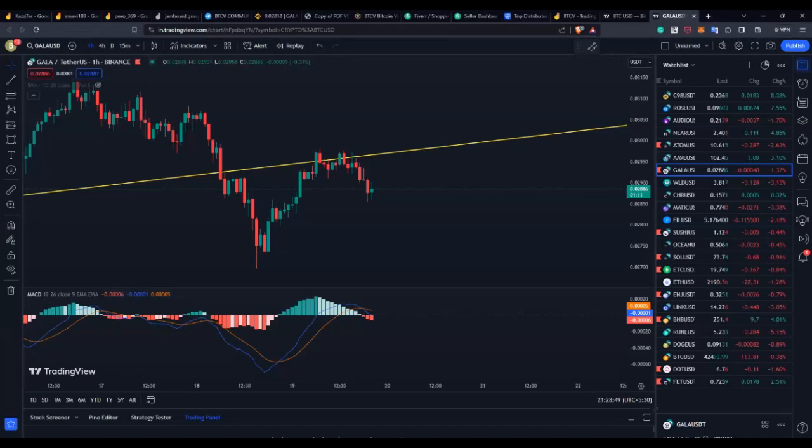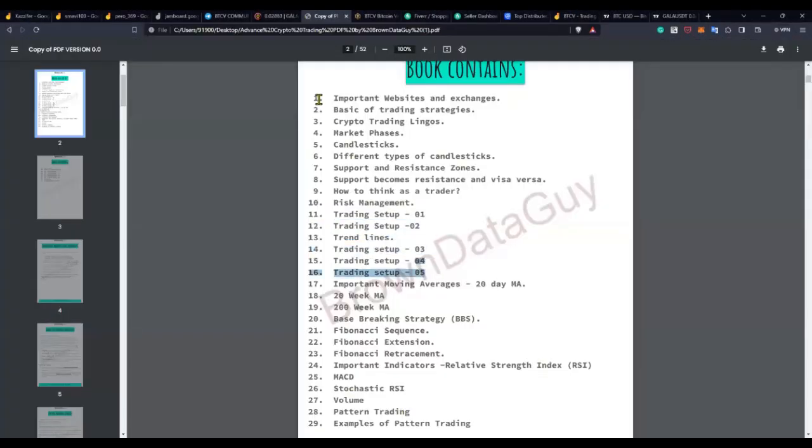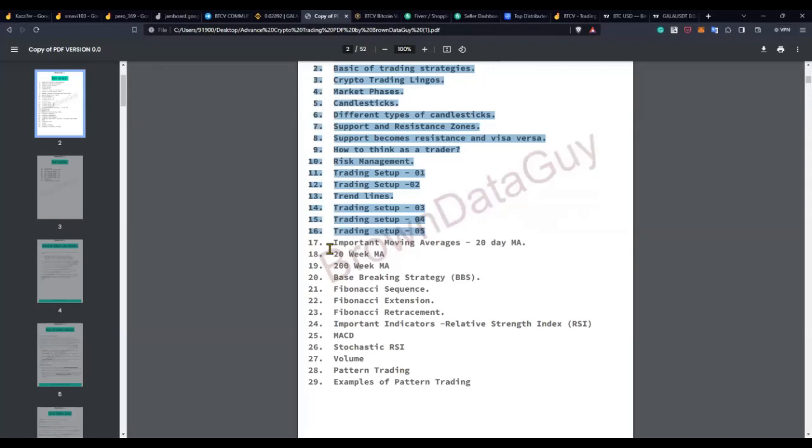Yeah. If not, then of course we can conclude this class. In this class, we have talked about three topics: trading setup 02, trend lines, trading setup 03. In the next class, we will talk about trading setup 04, 05, and we will talk about moving average. Moving average is the first indicator. In the next class, we will complete all the beginner setups. After that, things will get interesting. Things will be more complicated, of course. And then we'll talk about indicators, base breaking strategy, Fibonacci, different interesting topics.